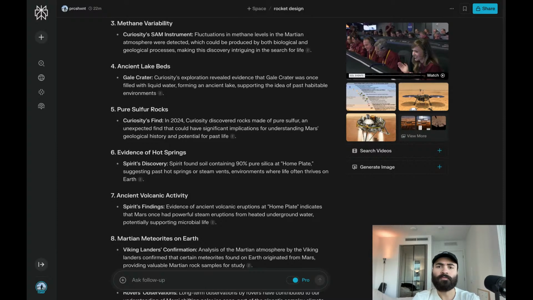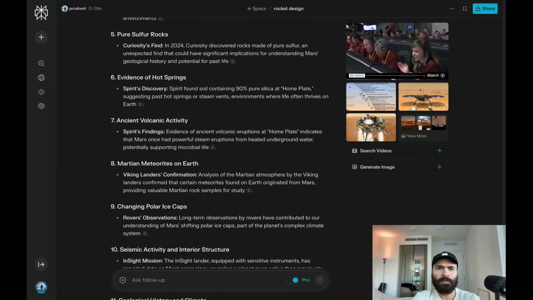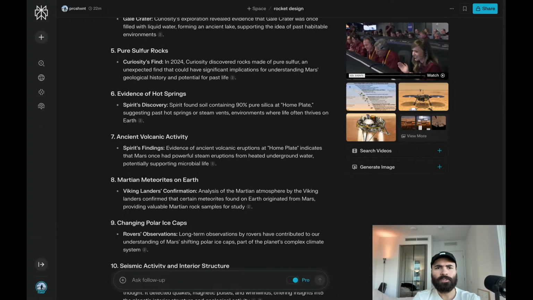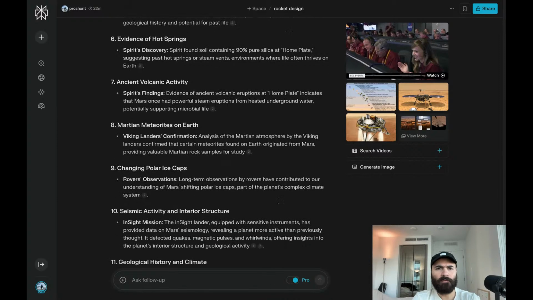Ancient lake beds. Curiosity's exploration revealed evidence that Gale crater was once filled with liquid water, forming an ancient lake, supporting the idea of past habitable environments. Curiosity finds pure sulfur rocks. In 2024, Curiosity discovered rocks made of pure sulfur, an unexpected find that could have significant implications for understanding Mars' geological history and potential for past life.